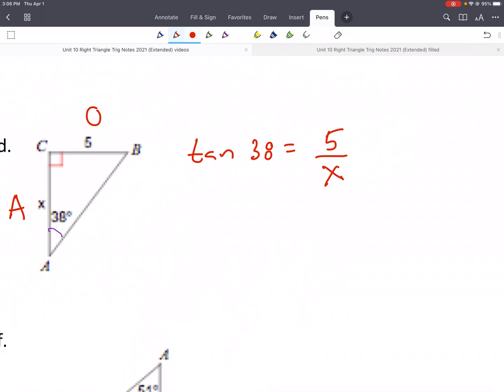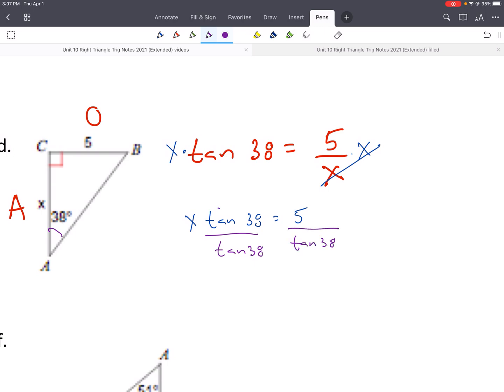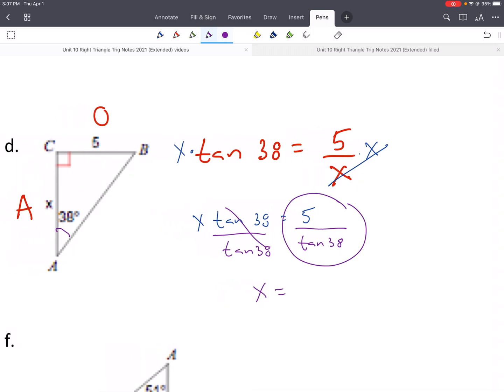To get x by itself, it's going to take us 2 steps. So we'd need to multiply both sides by x. So we get x tangent of 38 is equal to 5. And now to get x by itself, we would need to divide both sides by the tangent of 38. Okay, and we would get x is equal to 5 over tangent of 38, and that's what we'll plug into our calculator, and we would get 6.40. So it takes 2 steps if x is in the denominator.